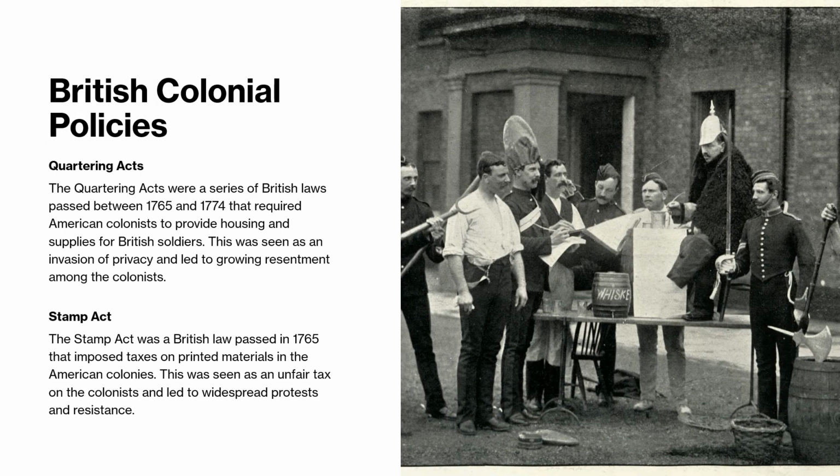British colonial policies. Quartering Acts. The Quartering Acts were a series of British laws passed between 1765 and 1774 that required American colonists to provide housing and supplies for British soldiers. This was seen as an invasion of privacy and led to growing resentment among the colonists.